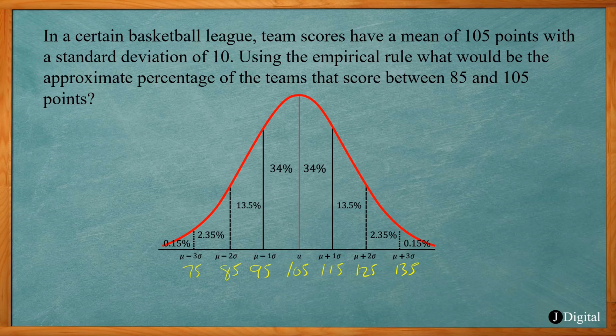Alright, so this problem asks between 85 and 105. So 85 is here, minus 2 standard deviations, and 105 is right at the mean. So we want between those two values, so that's going to be this area here and this area here. So 13.5 plus 34, which is going to give you 47.5%. So 47.5% of the teams will score between 85 and 105 points.